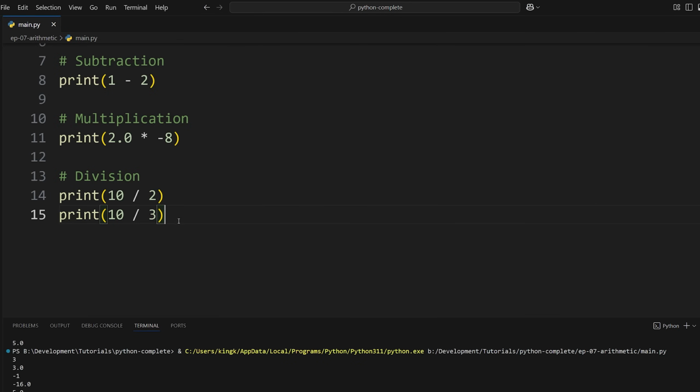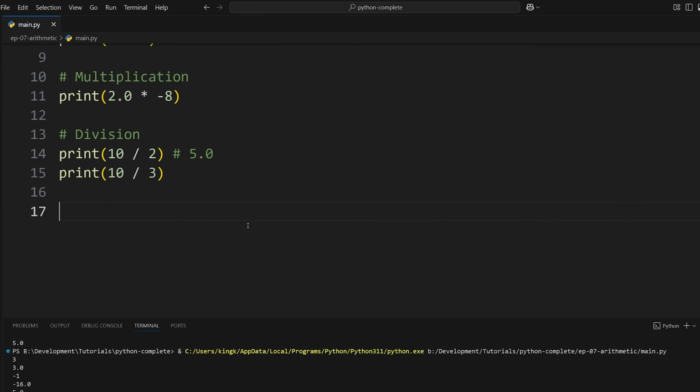So something different about division is that even though we're using two integer whole numbers here, the result of this will always be a floating point number. So this will always be 5.0. That's just how it works within Python. Whenever you use the division symbol to do division, the result of it will always be a float, even if you're using integer whole numbers, okay? All right, so those are the basic math operations that you should always be familiar with, hopefully.